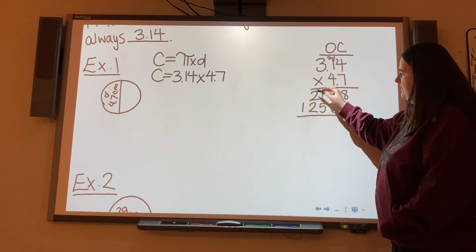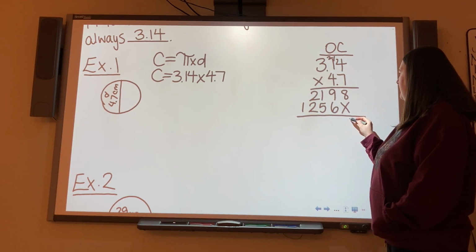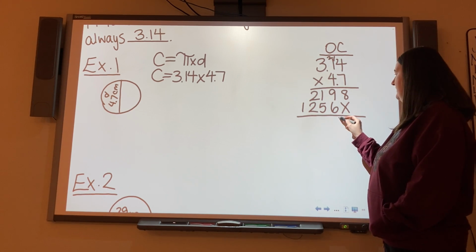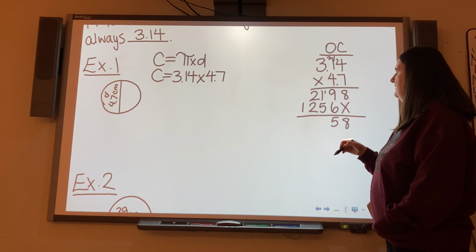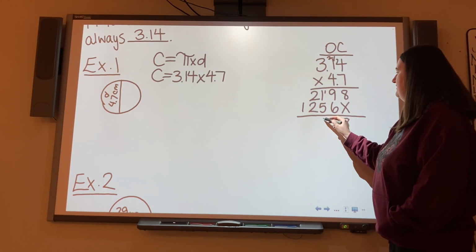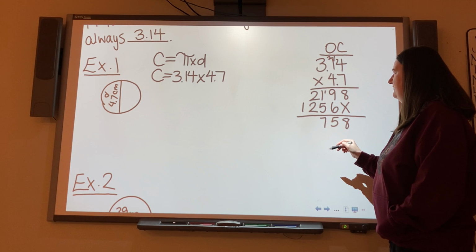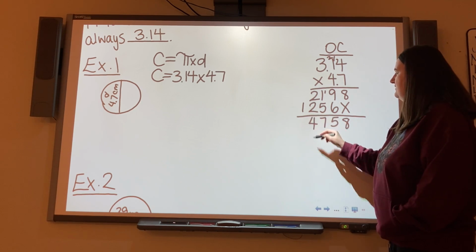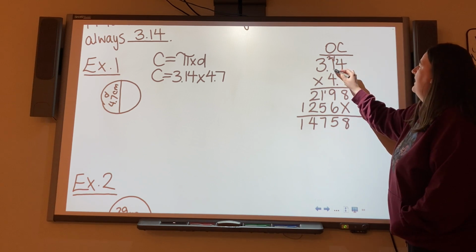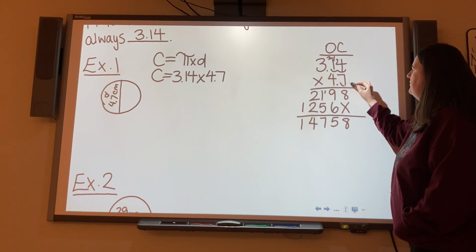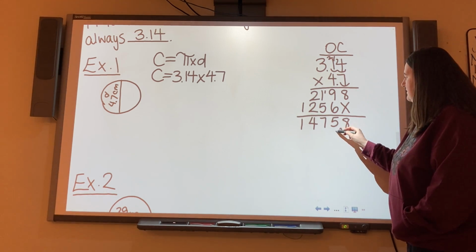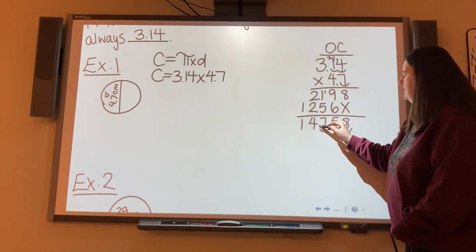Add up your number lines. So 8 plus nothing, 8. 9 plus 6, 15. Carry your 1. 5 plus 1 is 6, plus the 1 that you carried is 7. 2 plus 2 is 4. 1 plus nothing is 1. And I have 1, 2, 3 decimal spots. So I'm going to have 1, 2, 3 decimal spots.